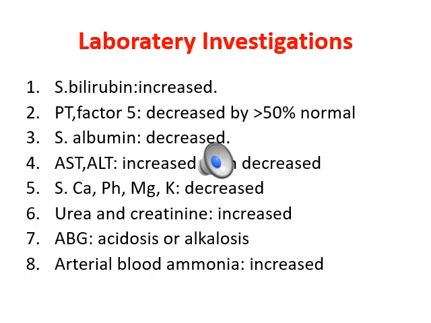Regarding the laboratory investigations in patients with acute liver failure, I think it is clear for you now that we have to do a liver profile including serum bilirubin, prothrombin time, and factor V, which should be decreased by more than 50% of normal. Serum albumin decreased, ALT and AST increased, then decreased, and in a very advanced stage they may even be normal transaminases. Serum calcium, phosphorus, magnesium, and potassium usually decreased. Urea and creatinine can be increased. ABG, either acidosis or alkalosis, arterial blood ammonia is increased.